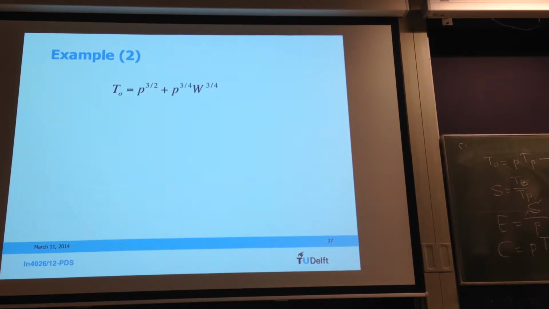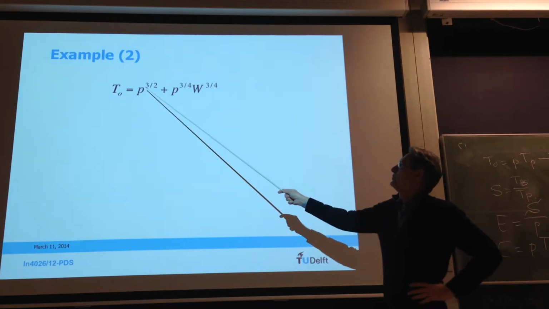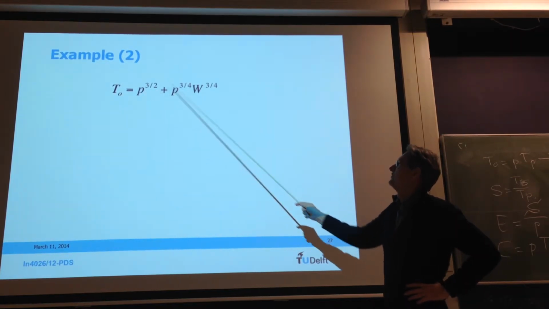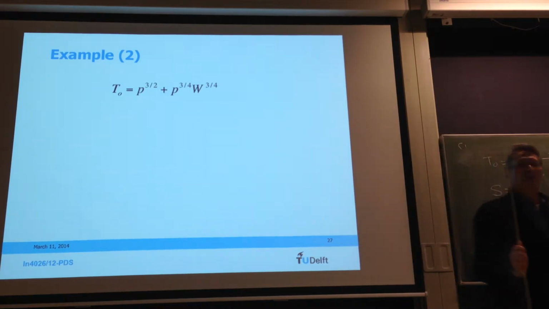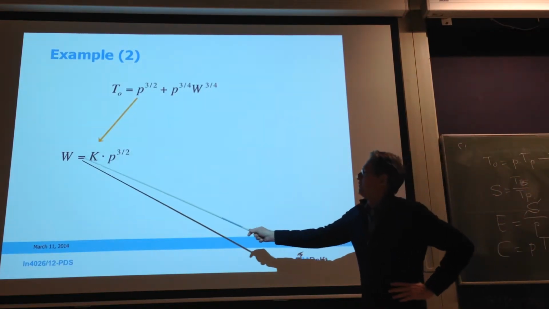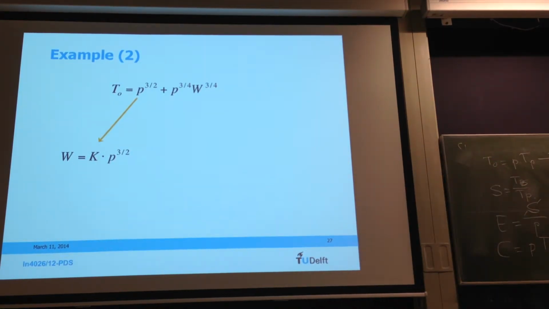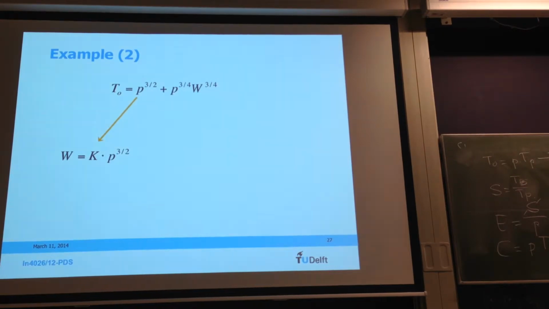Now we might have more complex functions as the overhead function. What do we do then? Suppose we have this overhead function. What we can do then is see which of these individual terms is the most dominant one. Let's first look at this one. Then we see that we have this equation, that the workload here is proportional to P to the power 1.5.